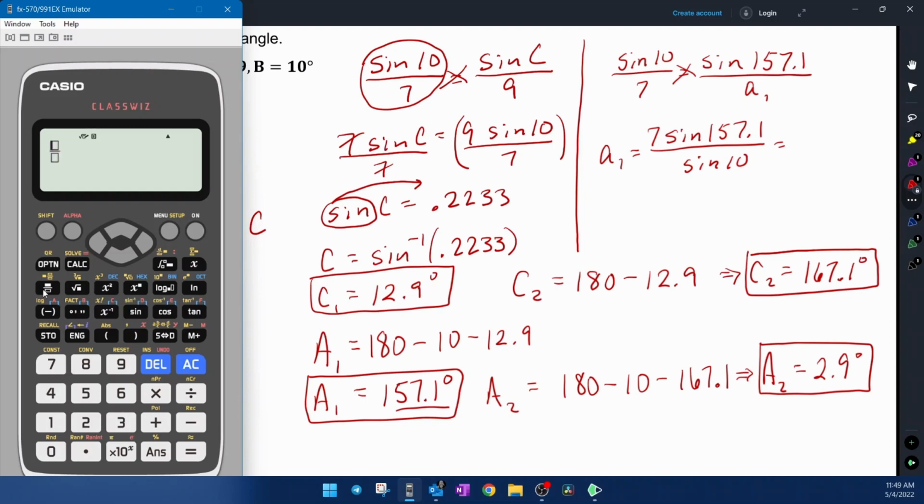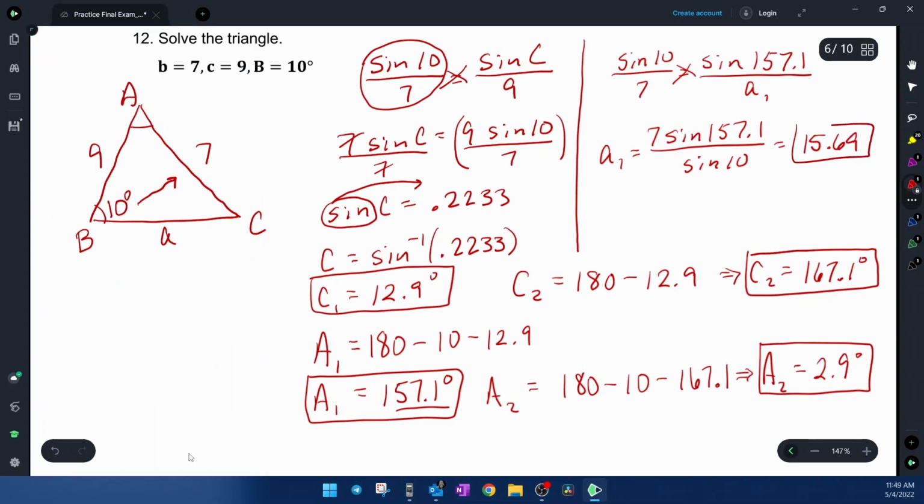And using our calculator again, 7 sine 157.1 divided by sine of 10. And I'm going to round that to 2 decimal places just because I feel like it, because they didn't specify. 15.69 rounded. And so that gives us side A1.